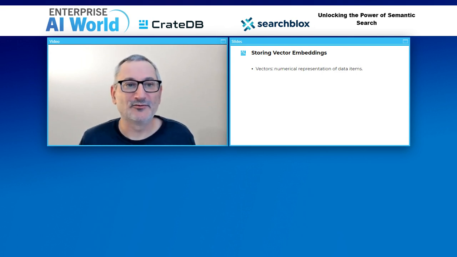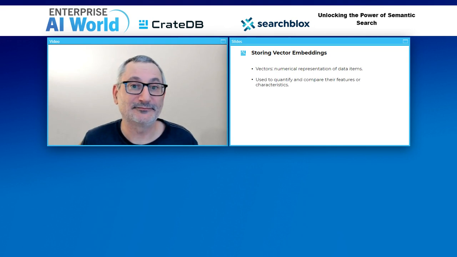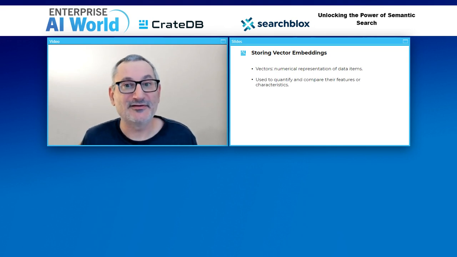So moving along a bit. In order to do semantic search, we have to create vector embeddings. So how do we store those in CrateDB? Well, vectors are numerical representations of data items. So whatever the original data was, an image or some text or something, it's been crushed down, run through a model, and turned into a stream of numbers. And these numbers are then used to sort of compare and quantify the features of the data.